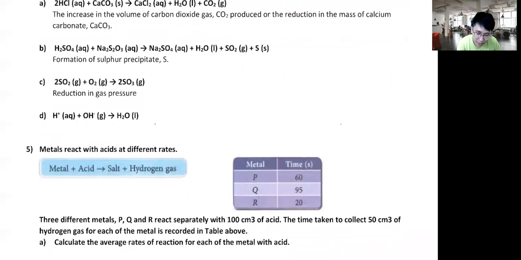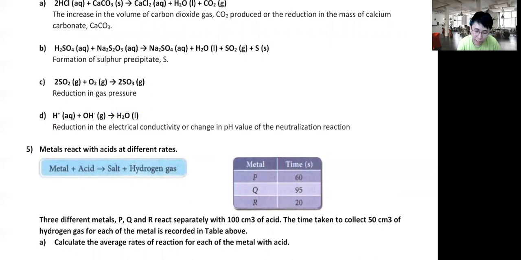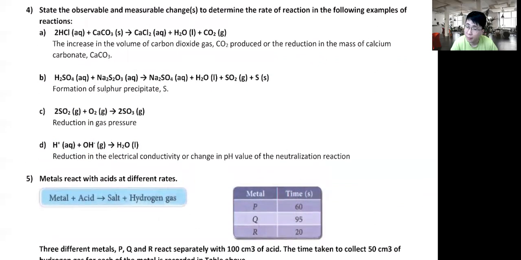And lastly, I started off with ions, then turned into no ions, guys. Ions can conduct electricity, but H2O, a covalent compound, cannot conduct electricity. So in this case, we can measure the electrical conductivity or pH value. Why? Because this is acid, this is alkaline, this is neutral. Do you see the pH value changing? Definitely, there are a few things that you can measure and actually see that I can find the rate of reaction of this experiment.